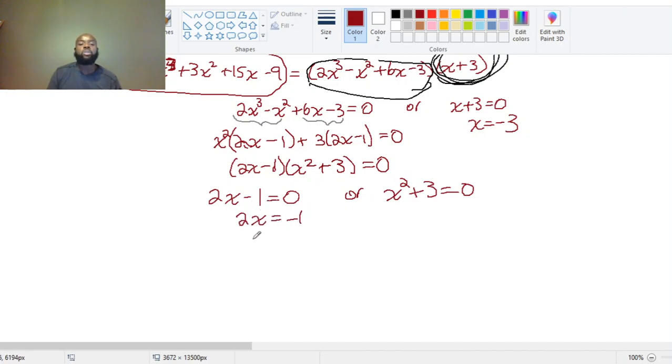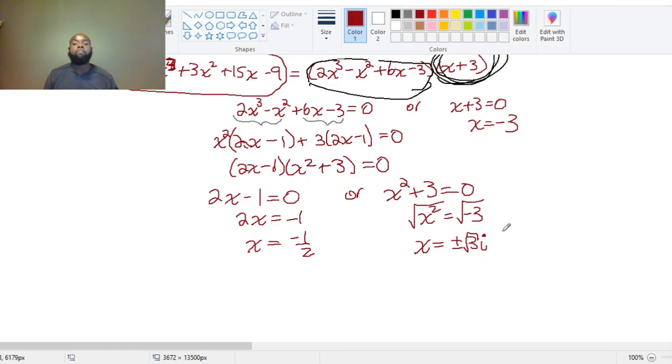I get 2x equals negative 1, divide both sides by 2, I get negative 1/2. Here, I subtract 3 from both sides, I get negative 3. We take the square root of both sides, and we get x equals plus or minus the square root of 3, and then that's an i because that's a negative under that radical, right? And so we have 1, 2, 3, 4 solutions.